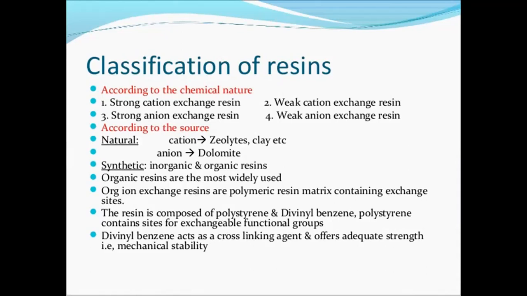How to prepare the resins? Just by observing the ions present in the substance. What type of ions are required to replace the ions present in the sample? So many types of organic compounds are used. Divinyl benzene, polystyrene, it contains different sites. That means divinyl benzene acts as a cross-linking agent and offers adequate strength, that is, the mechanical stability. So this is again a very important point.